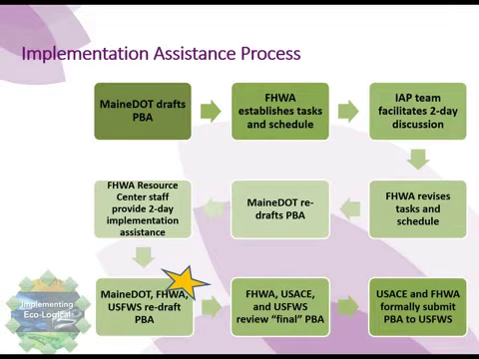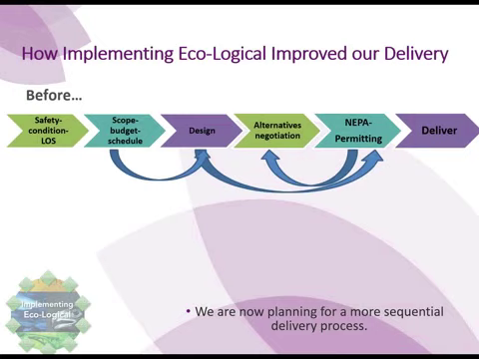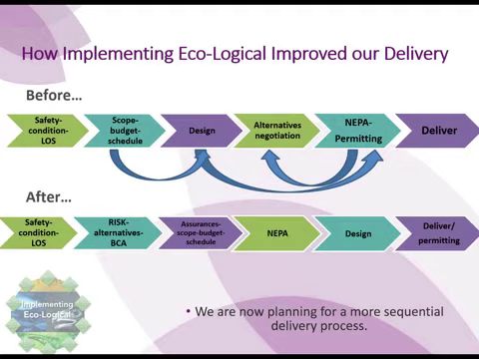So next slide, please. Okay, so this is how our project delivery went before. It's the typical: something needs to be done, you design it, you do your permitting, you deliver it. The arrows indicate where we switched things around, and then one more click will bring up what it looks like after. Now, we didn't change our priorities based on salmon.